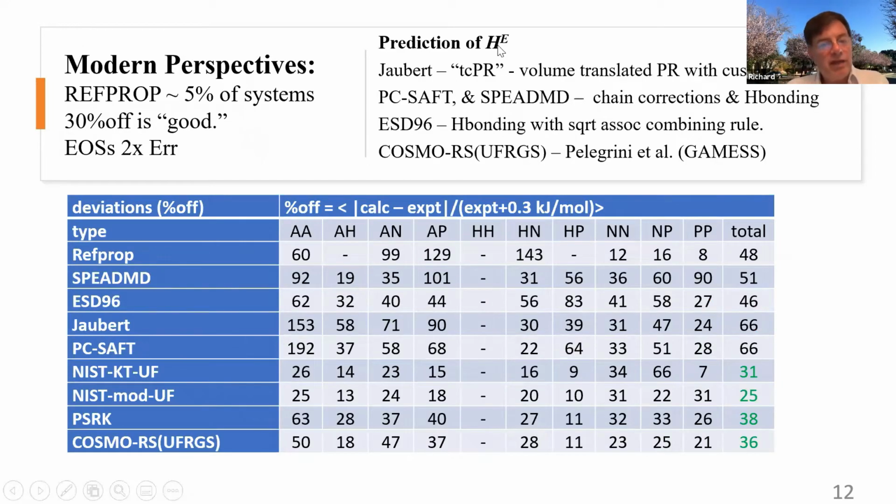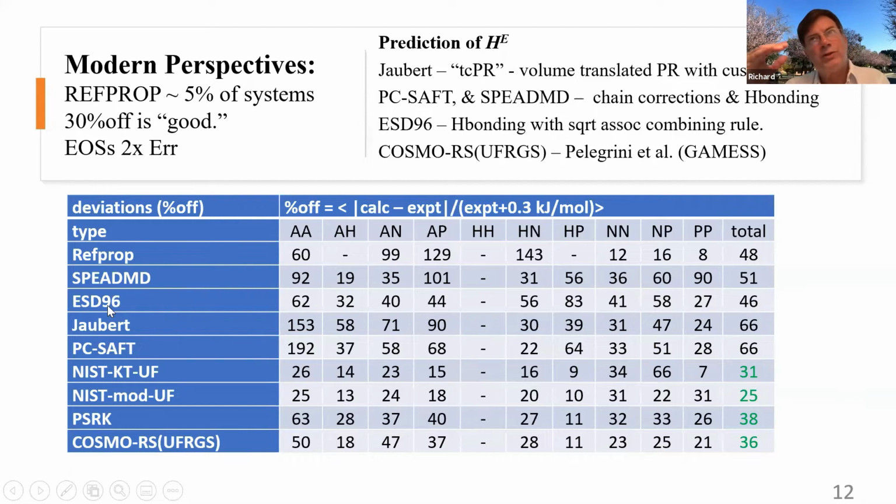What about the heat of mixing, the excess enthalpy? Then we have this breakdown, and what we see is that the group contribution methods now are standing out. They're about half as much deviations in excess enthalpy as the equation of state methods. Some of the equations of state are a little bit better, and the surprise to me was that the ESD method, and I put the 96 on here.